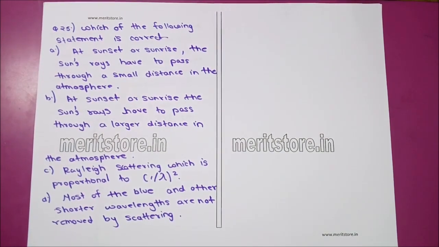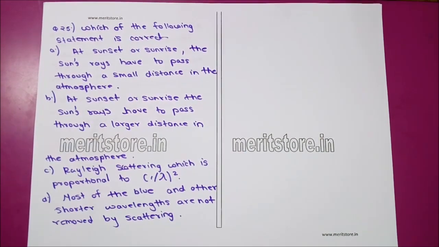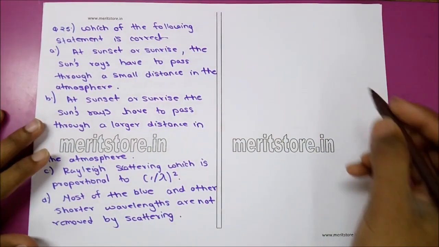Which of the following statements is correct? Option A: at sunrise or sunset, the sun's rays have to pass through a small distance in the atmosphere. The option B is at sunset or sunrise, the sun's rays have to pass through a larger distance in the atmosphere. Option C: Rayleigh scattering is proportional to 1 by lambda square. And the fourth option is most of the blue and other short wavelengths are not removed by scattering.